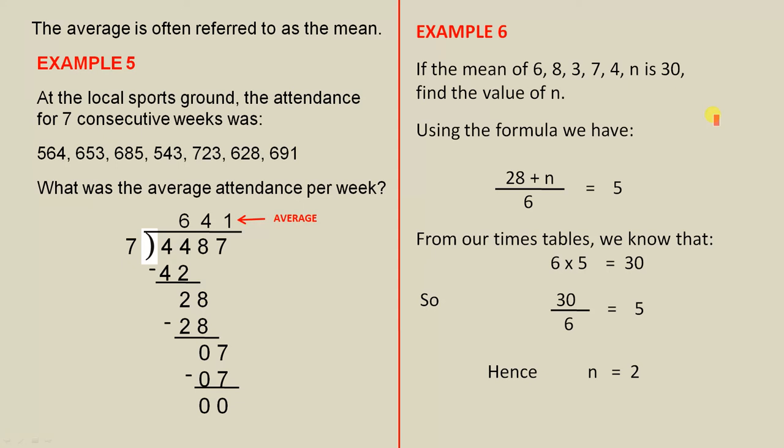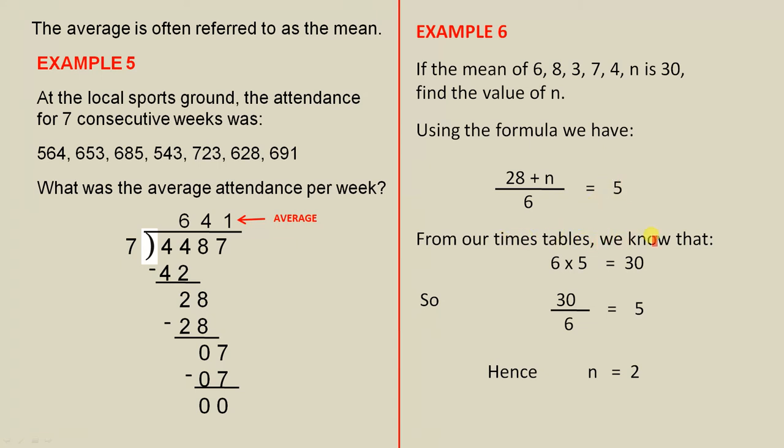And example 6, if the mean of 6, 8, 3, 7, 4, and n is 30, find the value of n. When we use the formula, we have to add those numbers, so that gives us 28 plus n. 6 and 8 are 14, plus 3 plus 7 plus 4, that gives us 28. So 28 plus n, we divide by 6, because that's how many numbers we have, and the average is 5.